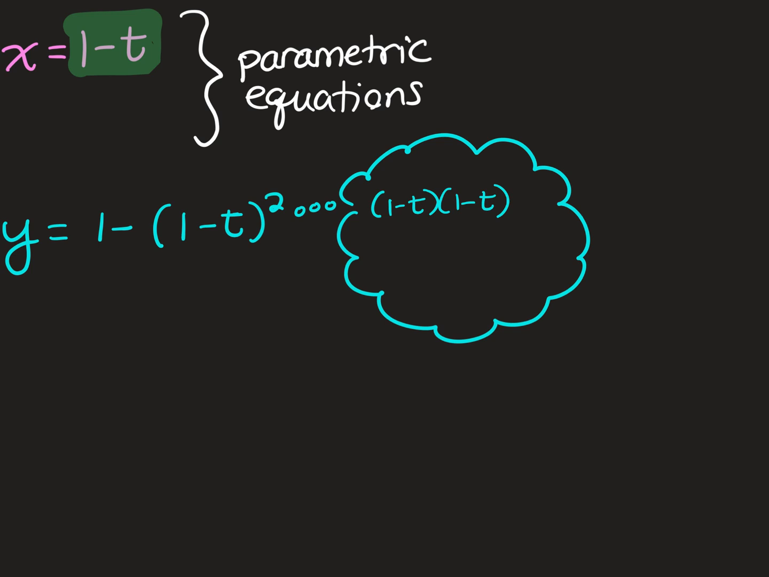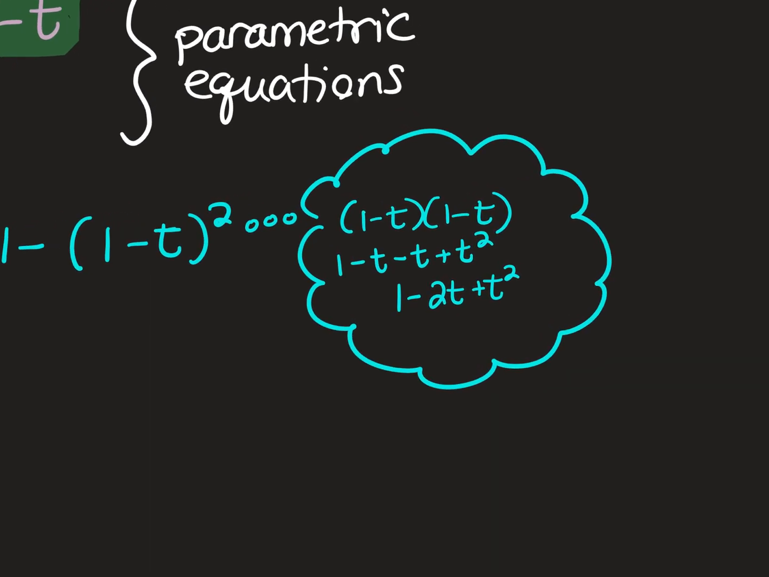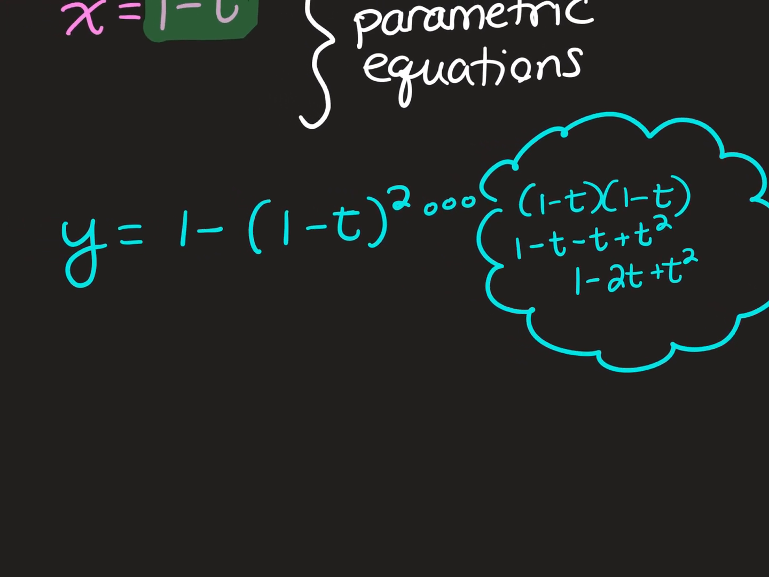So 1 minus t times 1 minus t is going to give me 1 minus t squared. If I multiply those out, I get 1 minus t plus t squared. And I think you guys can probably do this in a much quicker manner, but I just want to make sure we're clear where it's going to end up. So when I multiply 1 minus t times itself, I get 1 minus 2t plus t squared. So that's going to go back into my original equation here.